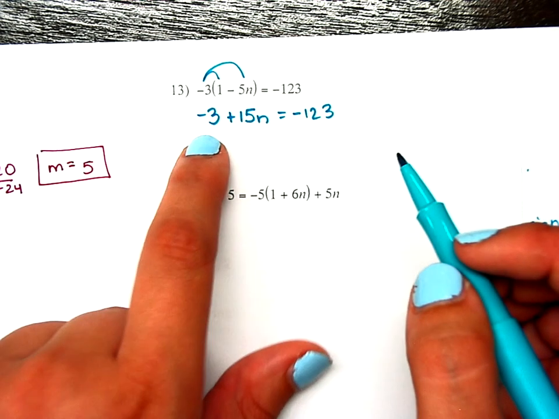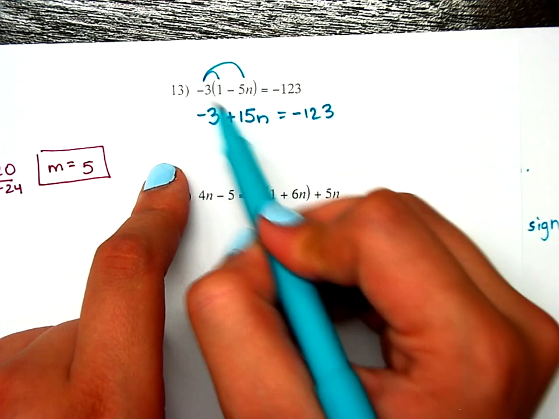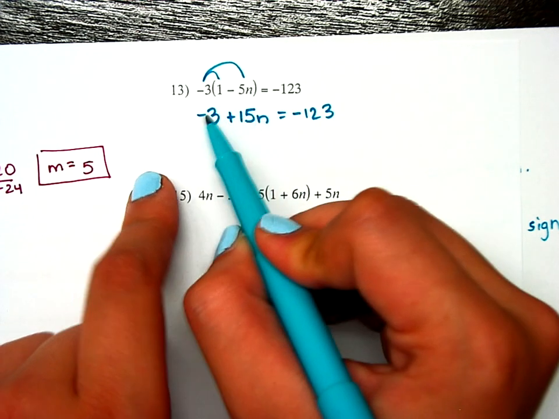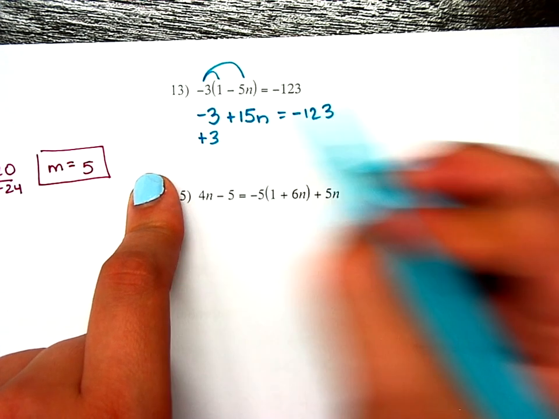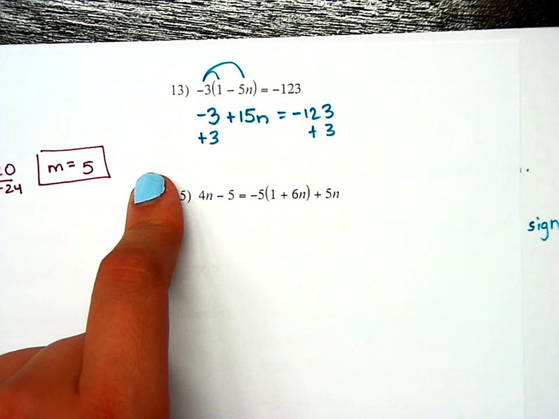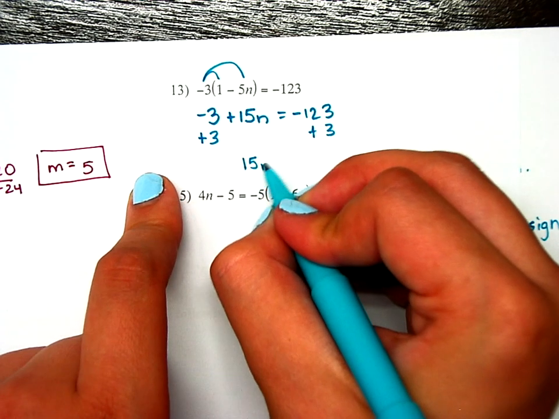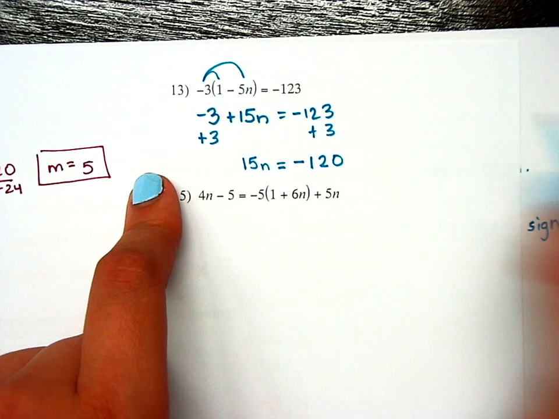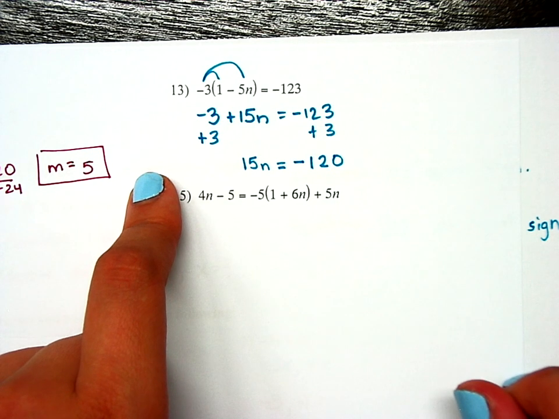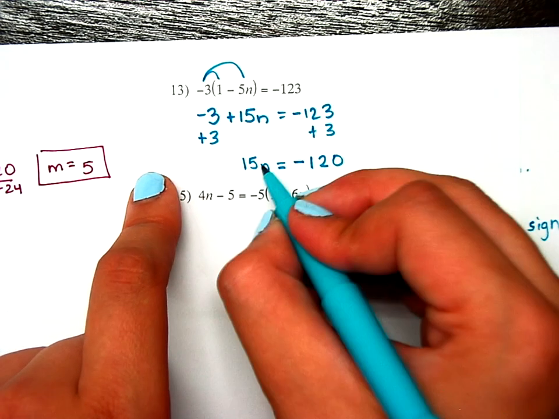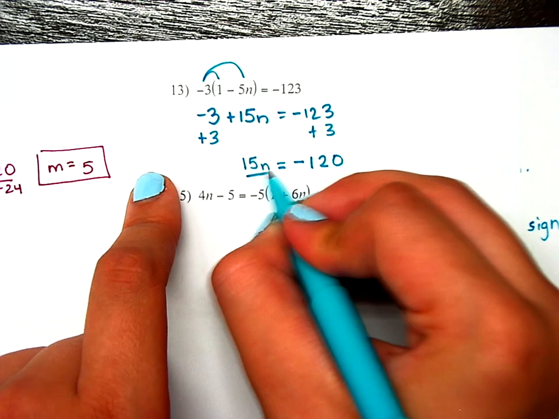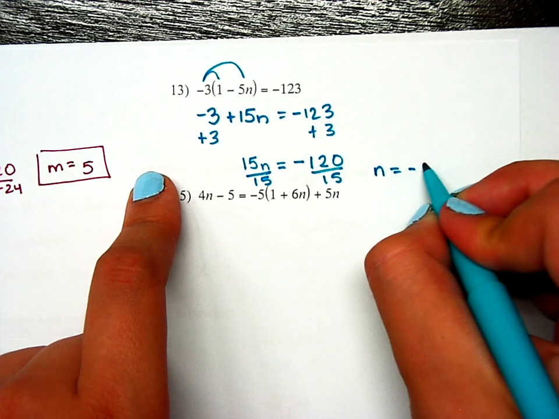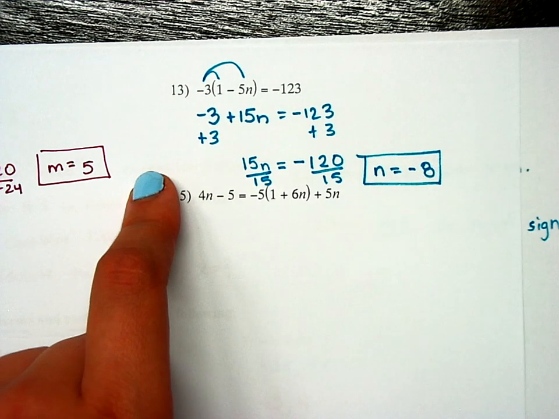So this is a good example of how I can undo this addition right here. Even though it's negative 3 plus, this is a negative 3. I want to do the opposite, so I'm going to add 3 to both sides of the equation. So I've got 15n equals, and then over here I've got negative 120. Okay, so then I'm going to undo 15 times n by dividing, and I should get n equals negative 8.